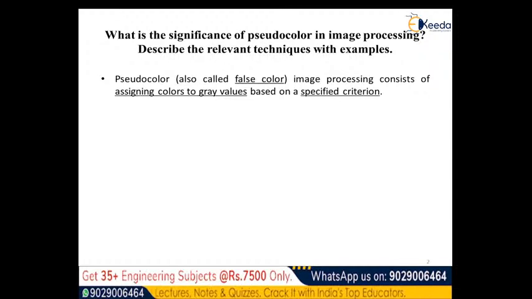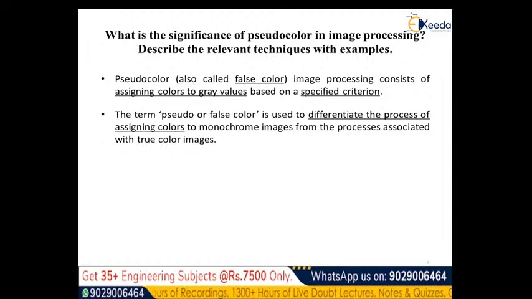So the meaning of pseudo color, and in what way we are doing pseudo color image processing, is very important to start the answer to this question. Now the next thing to answer is why this term pseudo color is used in this type of image processing. Here we see the term pseudo, which we have just described as false color. It is used to differentiate the process of assigning colors to the monochrome image, meaning the grayscale image, from the processes associated with true color images.